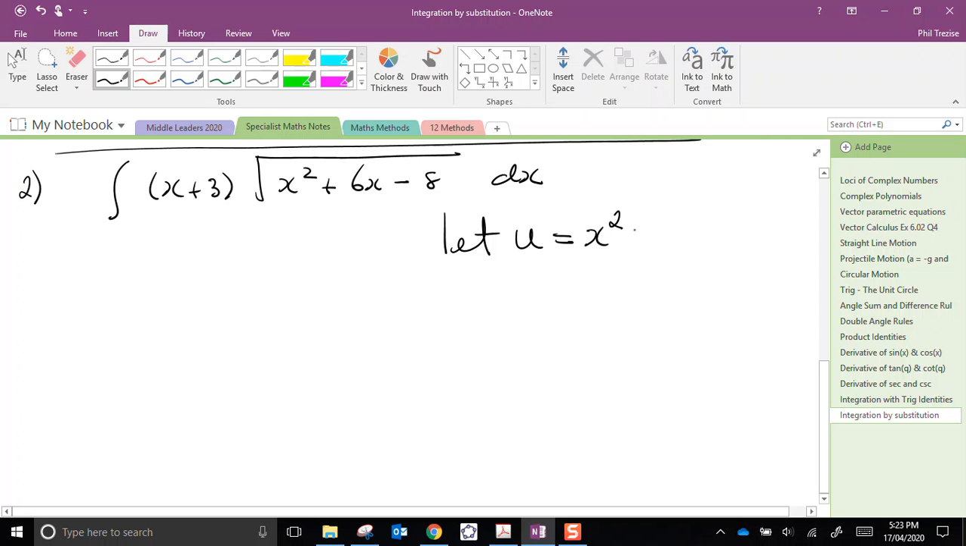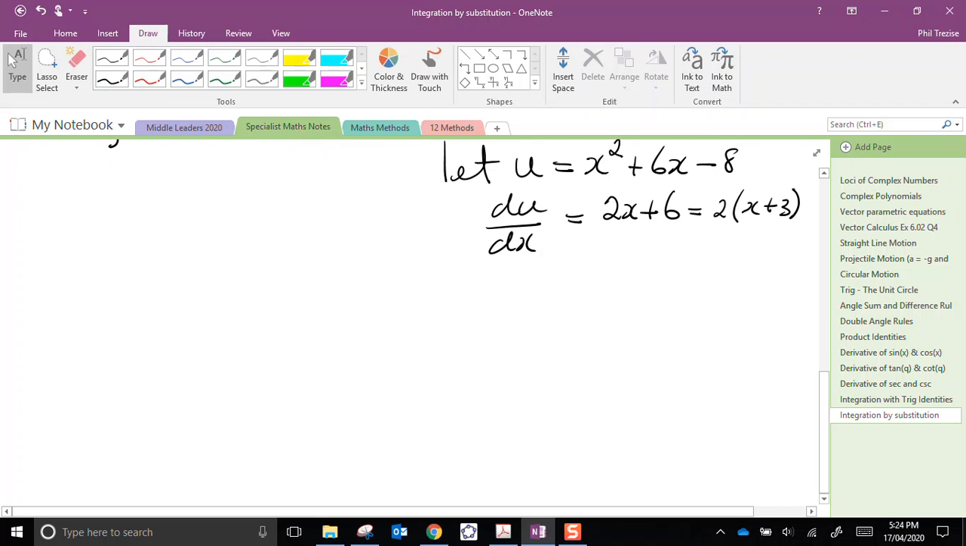We'll make the quadratic, not the radical sign, just the embedded function: u equals x squared plus 6x minus 8. Take the derivative. du/dx is 2x plus 6. Remember, we hope to see this or a multiple of this appear, and we do. In fact, I might think of this as 2 factored outside, times x plus 3, to make it very clear that the x plus 3 is part of that.